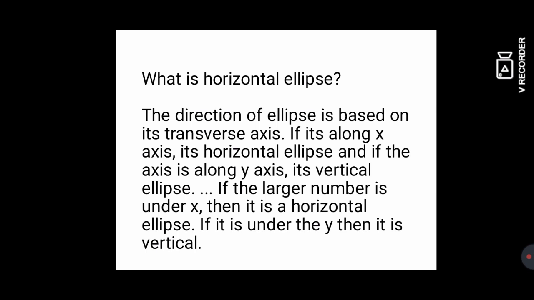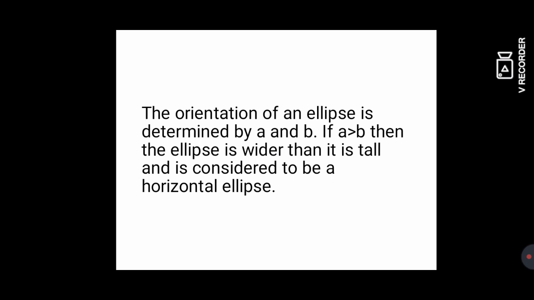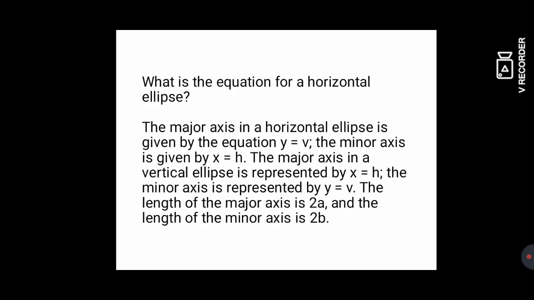If the larger number is under x, then it's a horizontal ellipse. If it is under the y, then it is a vertical ellipse. So the orientation of an ellipse is determined by a and b. If a is greater than b, then the ellipse is wider than it is tall and is considered to be a horizontal ellipse. So what is the equation for a horizontal ellipse?